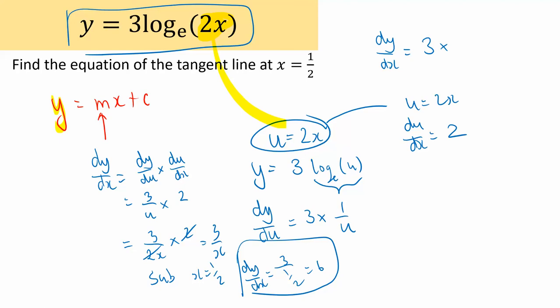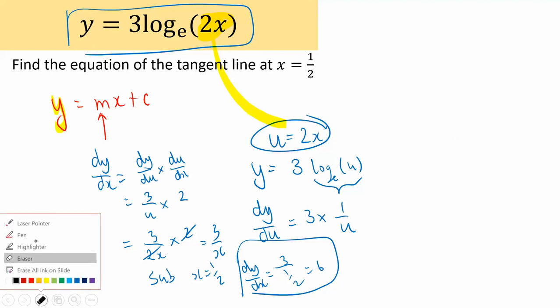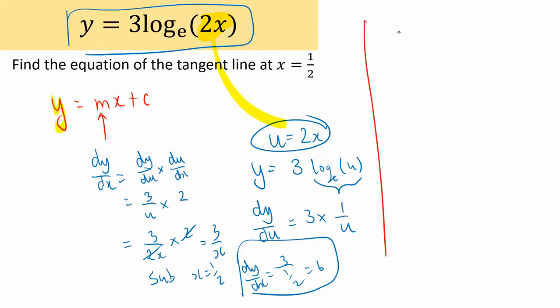Okay, so here we go. I'm going to rub off the right-hand side here. I'm going to rub this side off. Here we go. So now we have the equation. I'm going to do it in red. We have y equals 6x plus c. How do you find the coordinate?